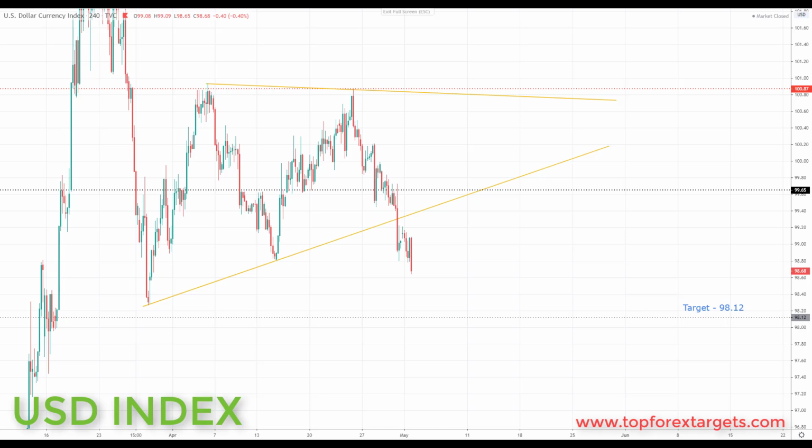As always, we're going to start off by looking at the US dollar index. Now, last week we highlighted the fact that the US dollar index has been coiling for a couple of weeks, failing to make new highs and failing to make new lows. And that resulted in this coiling pattern.